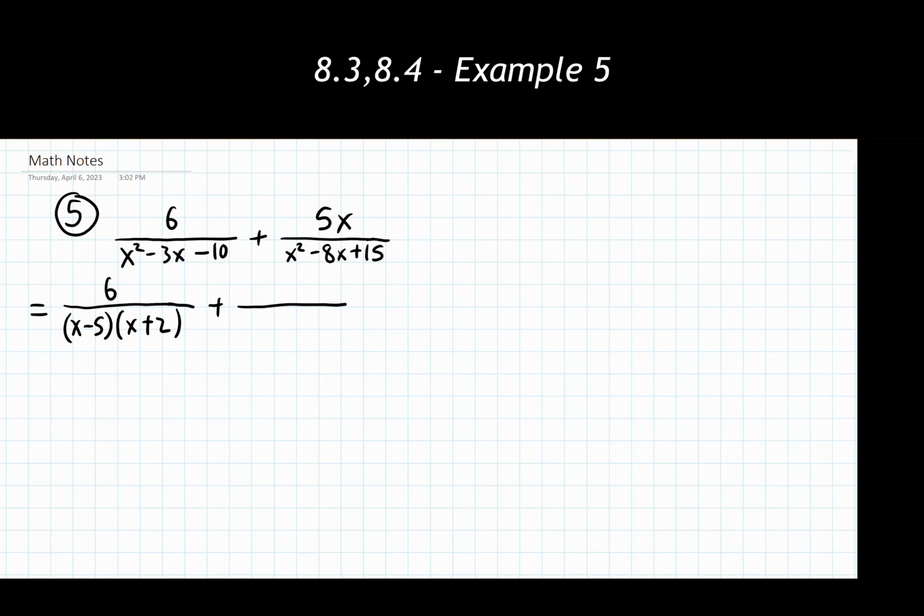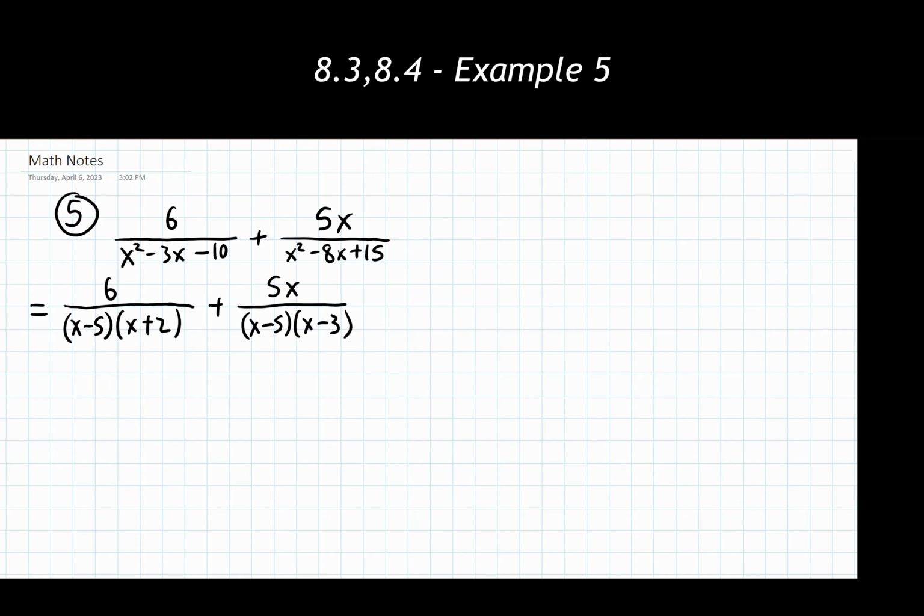Taking a look at our second rational expression, fully factoring the denominator. I need two numbers that multiply to be positive 15 and add together to be negative 8. And those numbers are going to be negative 5 and negative 3. So our first step is done. Moving on to our second step. Determine the lowest common denominator among all rational expressions.